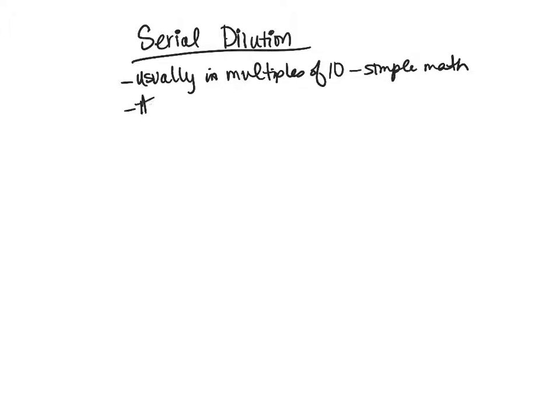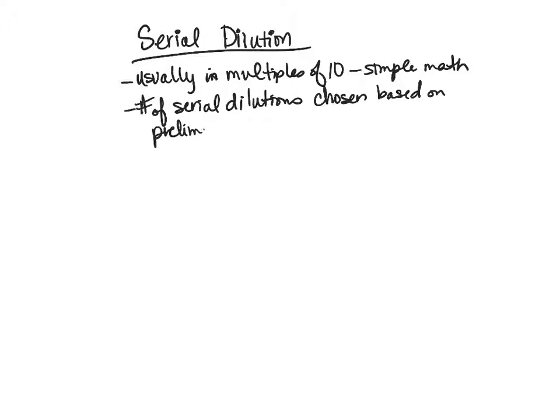So we can say the number of serial dilutions is chosen based on a preliminary estimate of culture density. So again, it's a preliminary estimate, just meaning taking a look at how cloudy it is, for example, and then deciding based on that how many to do.